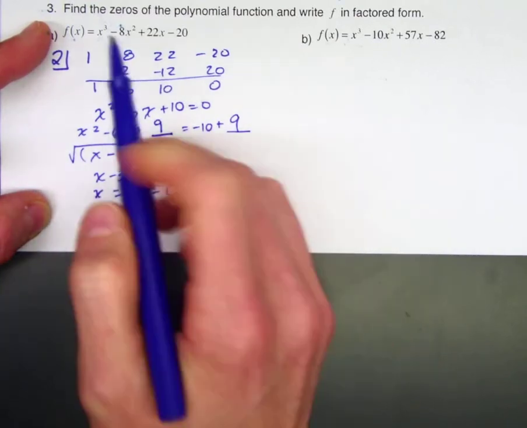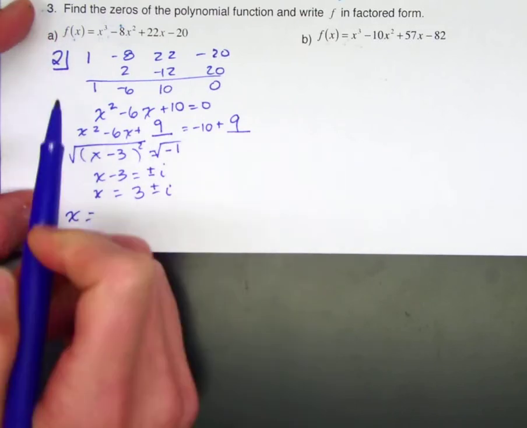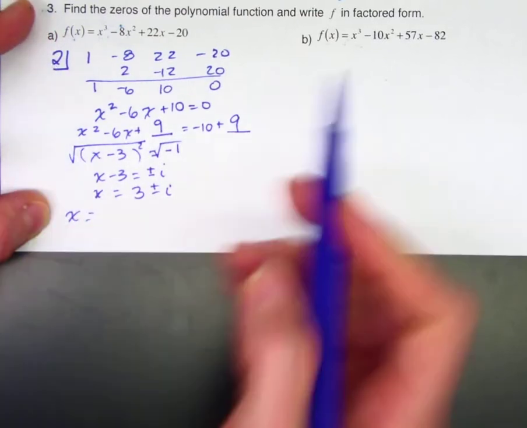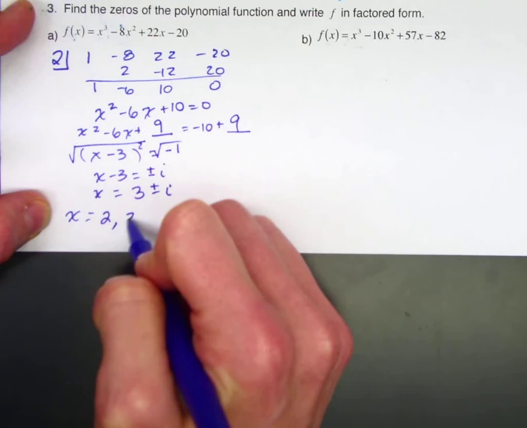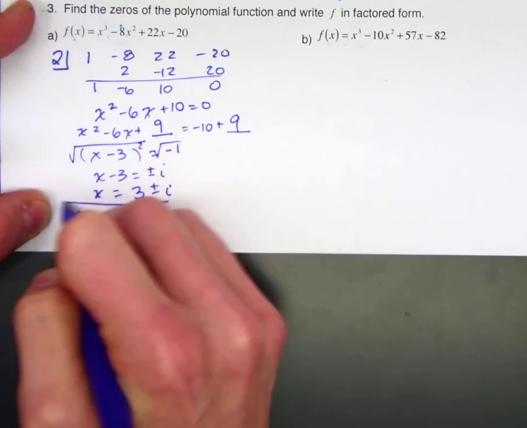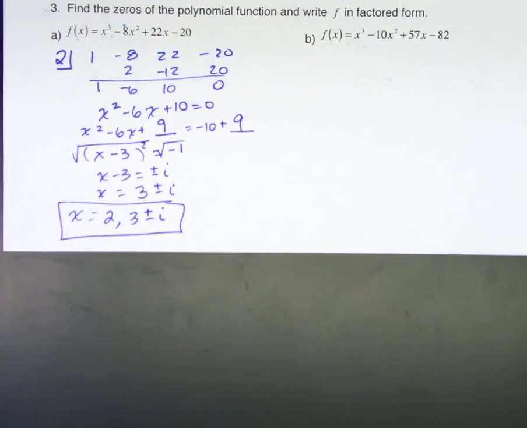Now it wants us to find all the zeros. You want to make sure that you don't forget about the real 0. So this is 2 comma 3 plus or minus i. We can leave it in this format because it's just asking for the zeros.